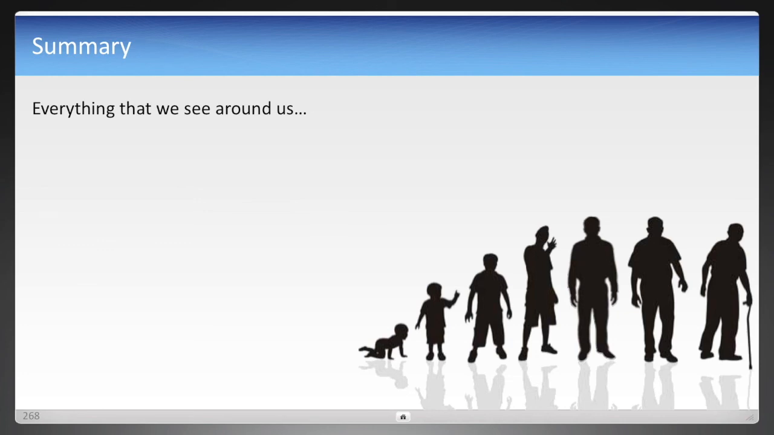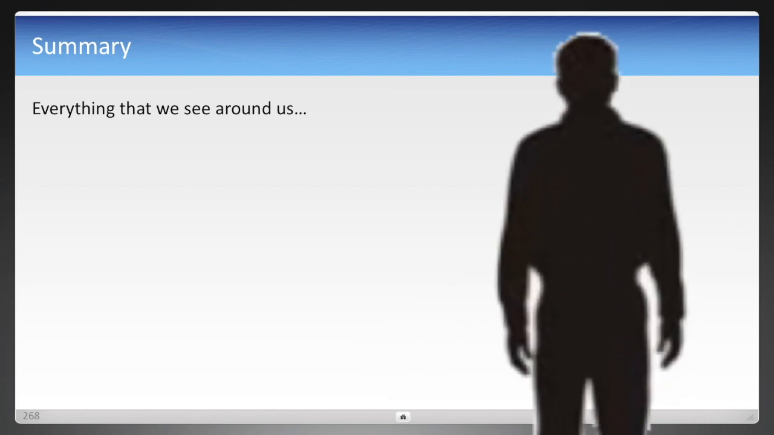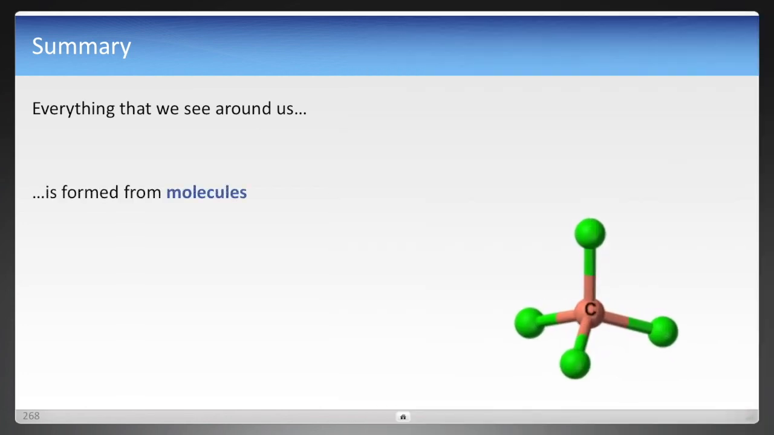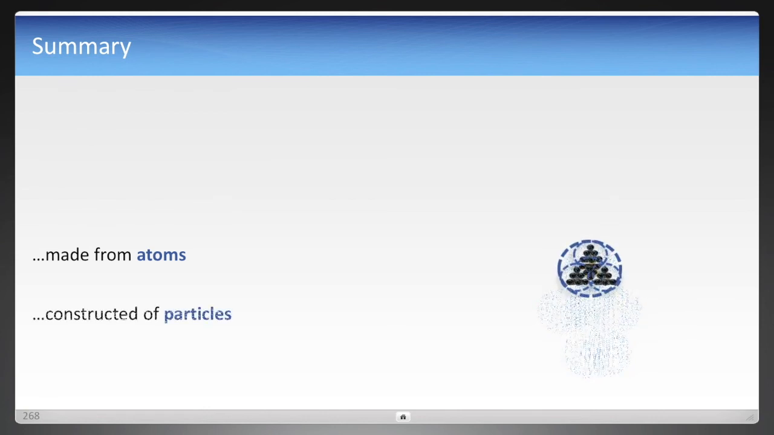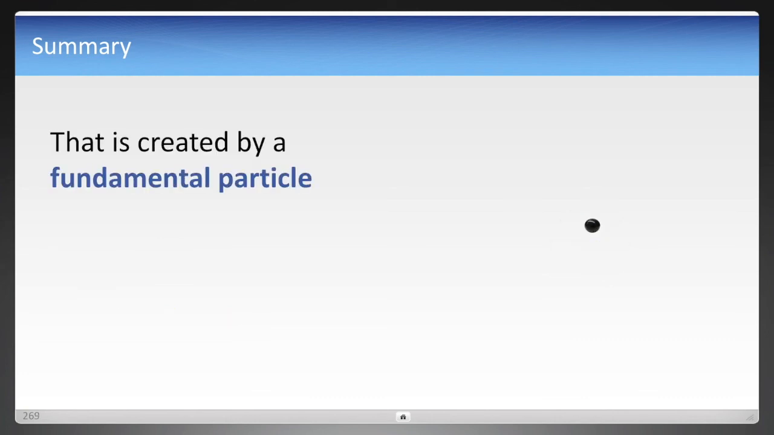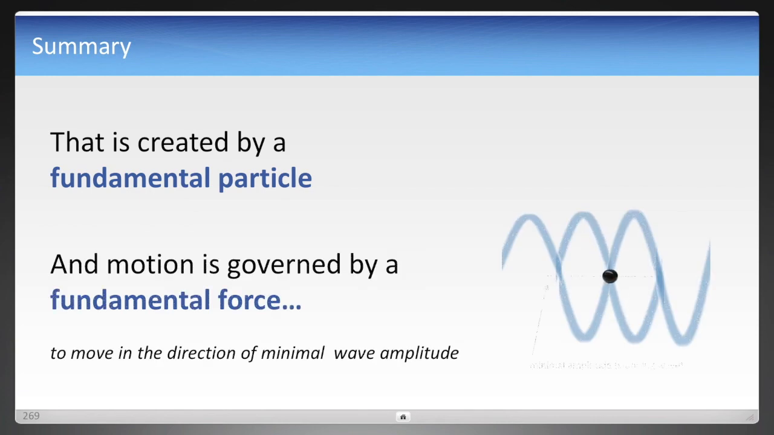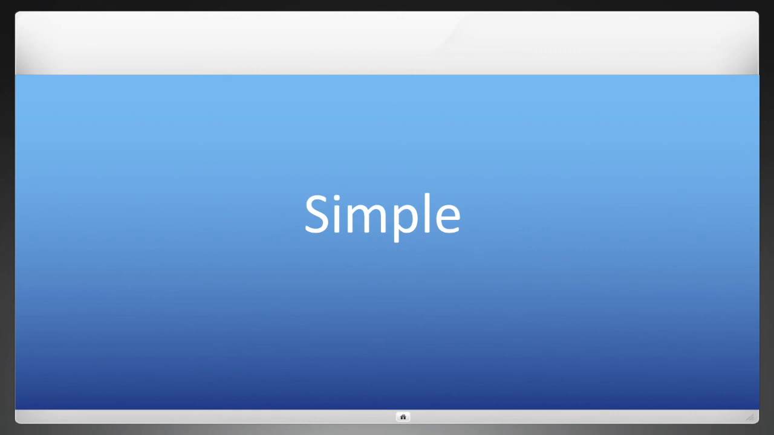So everything that we see around us, all of matter, is formed from molecules, right, made from atoms, constructed of particles like the proton, and then here back to the electron. All this was shown in this section to be created from a fundamental particle. And that motion was governed by a fundamental force, only one rule: to move in the direction of minimal wave amplitude. And shown here is a standing wave where the minimal wave amplitude is the node. And that's it. And if that seems simple, it's because it is.